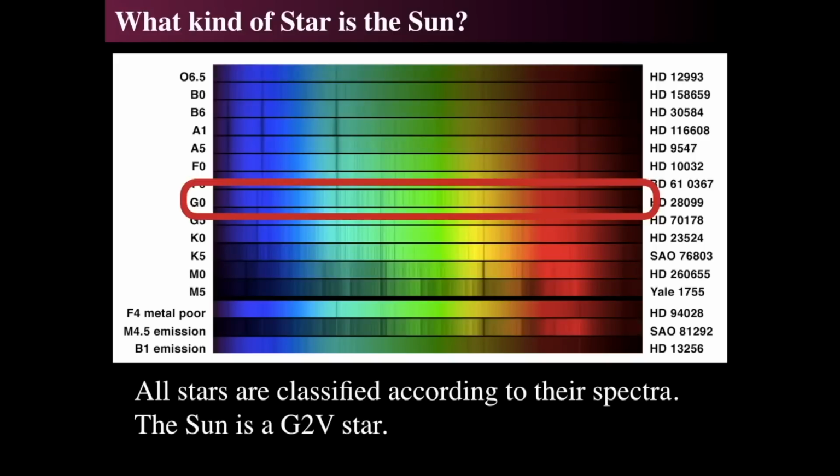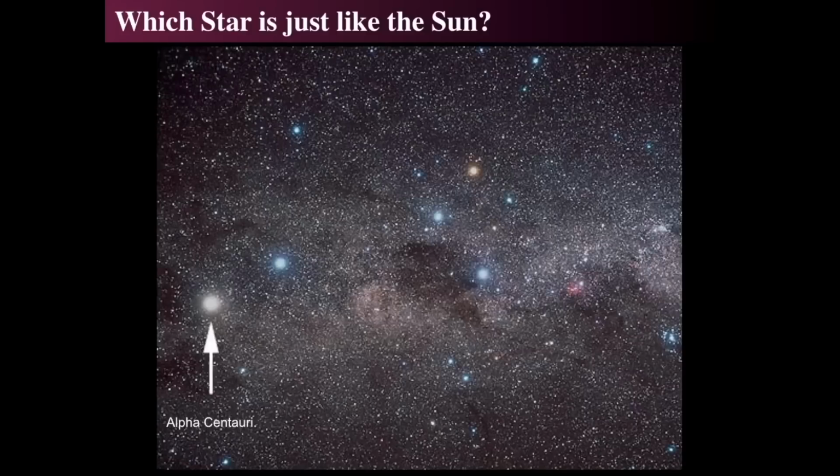If we compare the sun's spectrum to other nearby stars, we find that Alpha Centauri, one of the nearest stars to us in the sky, is actually just like the sun, which is funny. It's about 4 light years away, and it's one of the closest stars to us, and it has the same exact spectral signature as the sun, so that's kind of cool.